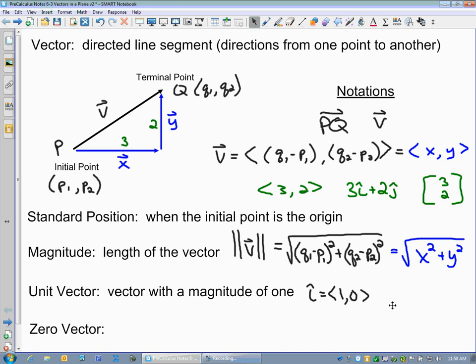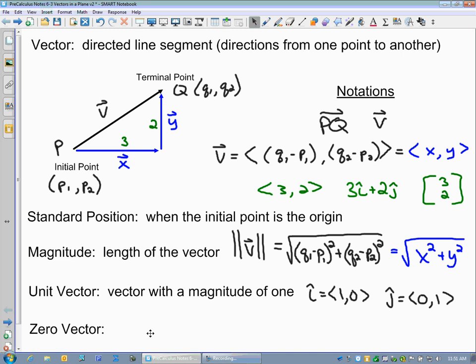And likewise, the j hat is the vertical unit vector. That one you don't go left or right, but you go up 1 unit. So here, this is literally saying 3 times the horizontal unit vector, plus 2 times the vertical unit vector.